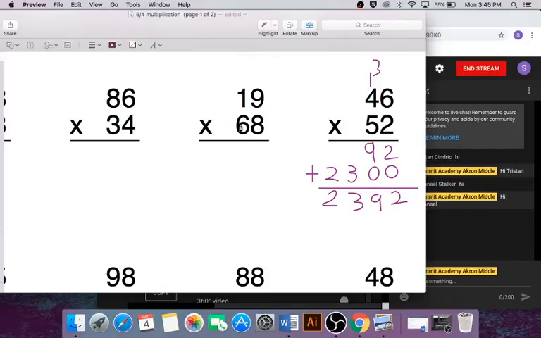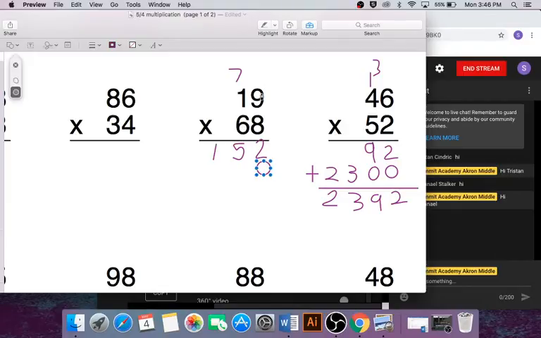We have 19 times 68. So we start with our 8. We're going to do 8 times 9, which is 72. So we're going to put our 2 under the 8 and our 7 is what we carry. We have 8 times 1 is 8, plus 7 is 15. We move over to our 6. So we're going to put a 0 to hold our place value.